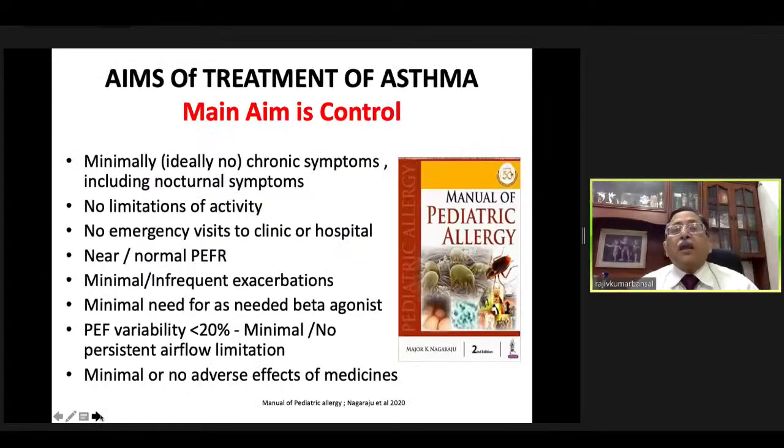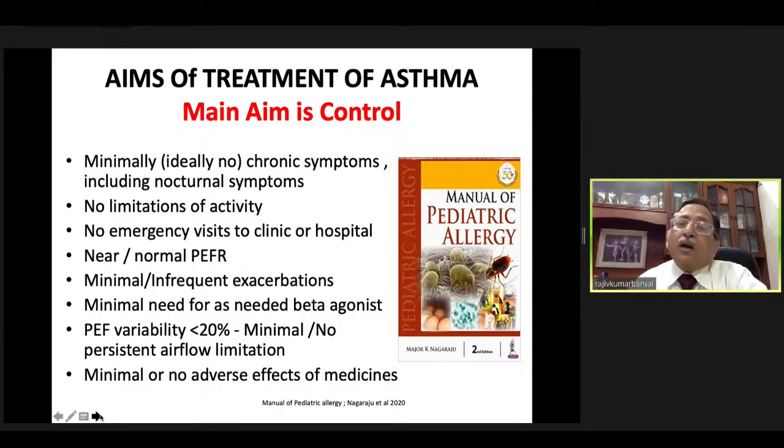So what are the aims of asthma control? The main aim of asthma control, when we really look at it, I myself am an asthmatic, and I know that I will probably never outgrow this, but I should have good control of asthma so that it doesn't hamper my activity. So what is important?